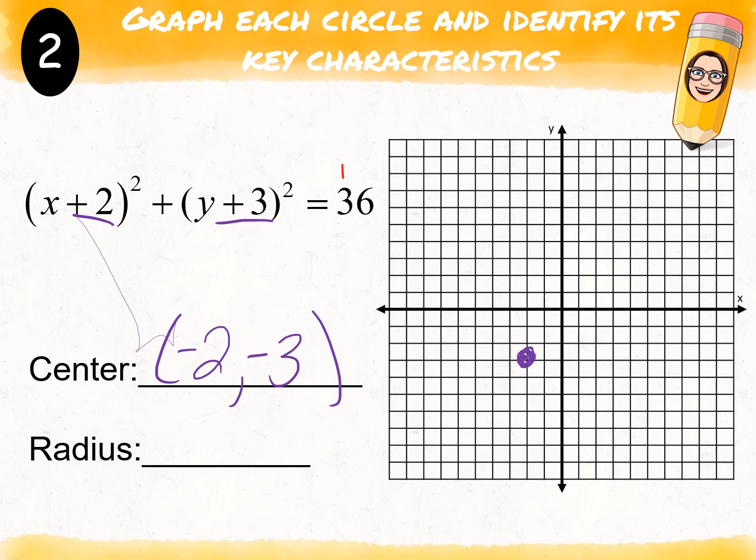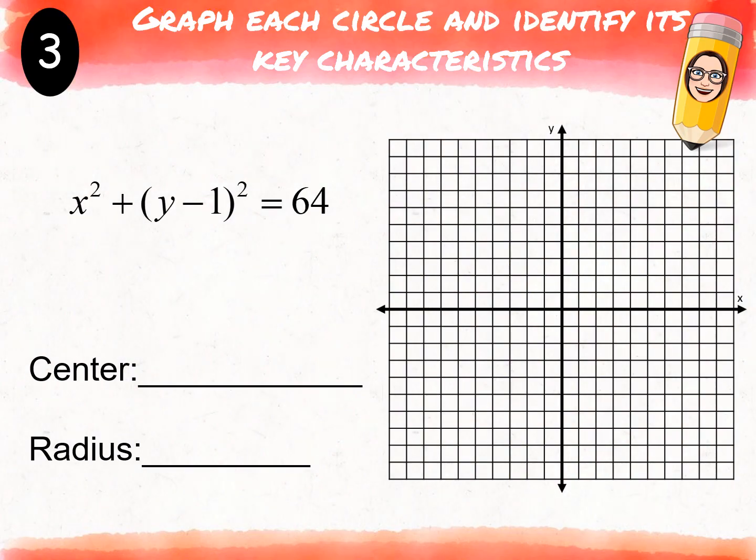It says that r squared is 36, so a nice clean 6 for our radius. So we're going to go 6 north, 6 east, 6 south, and 6 west, and then connect your dots to the best of your ability. No judging here because I'm using my tablet, so it's going to be all kinds of interesting curves.